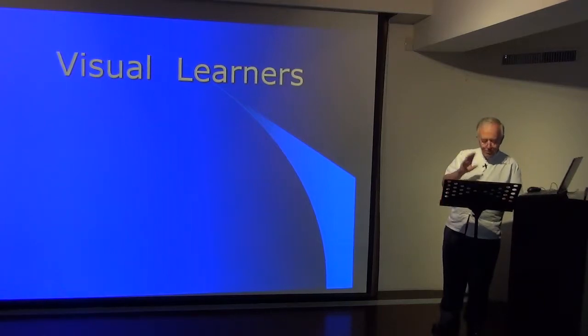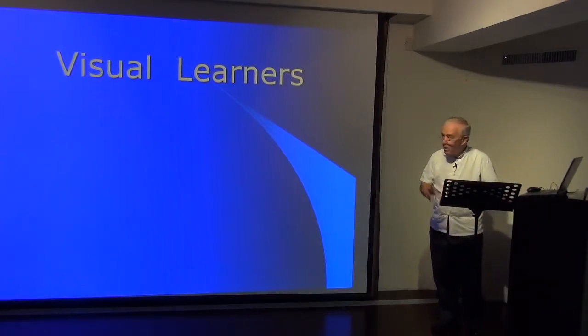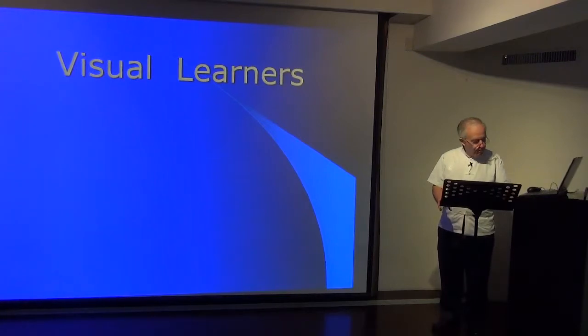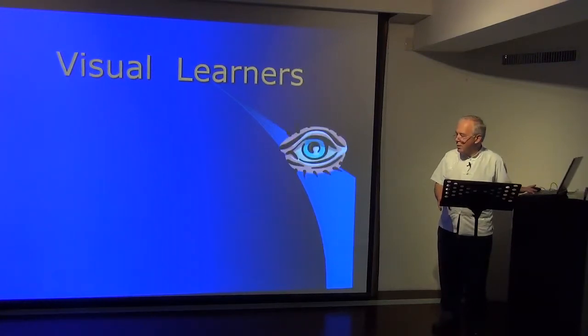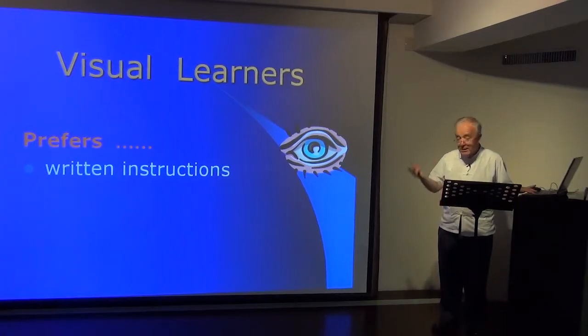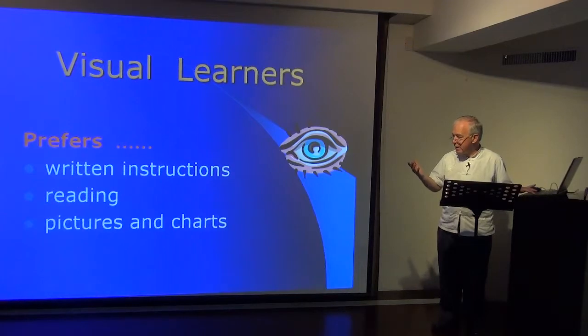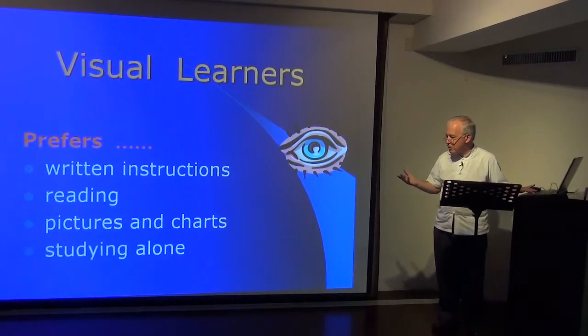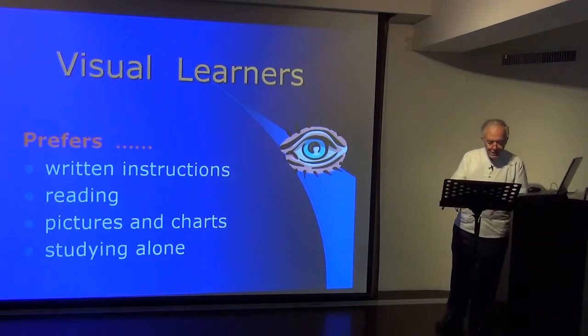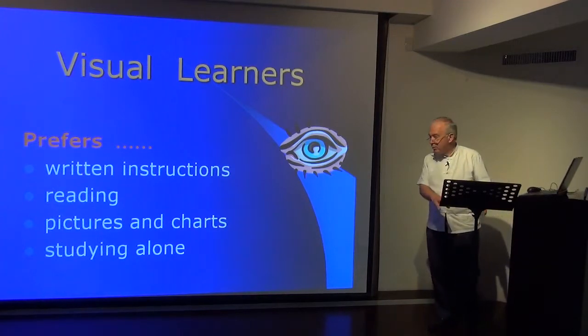If you have 4 or 5 of those, then you're a strongly visual learner. What are visual learners? They're people who prefer written instructions, obviously. They like to see it written down. They enjoy reading. They like pictures and charts. And also, they often like studying alone.